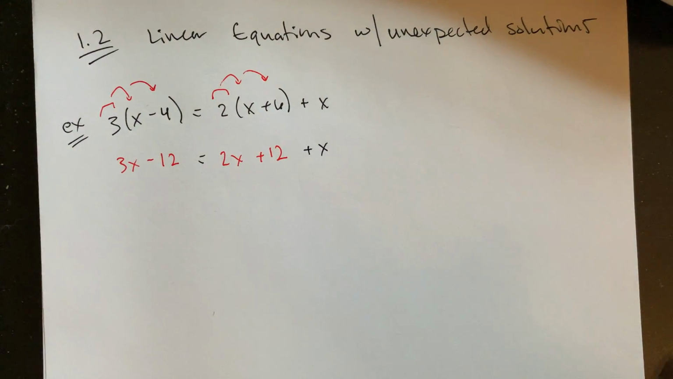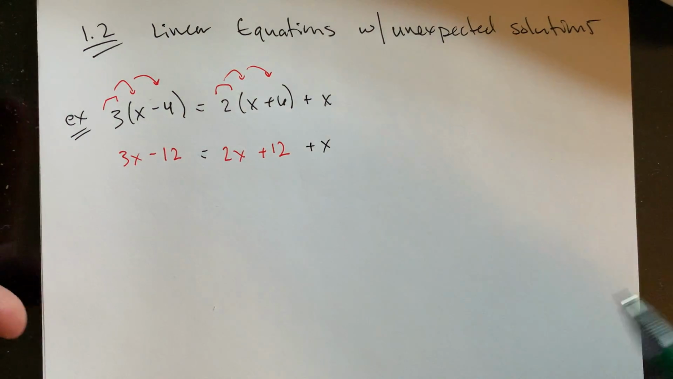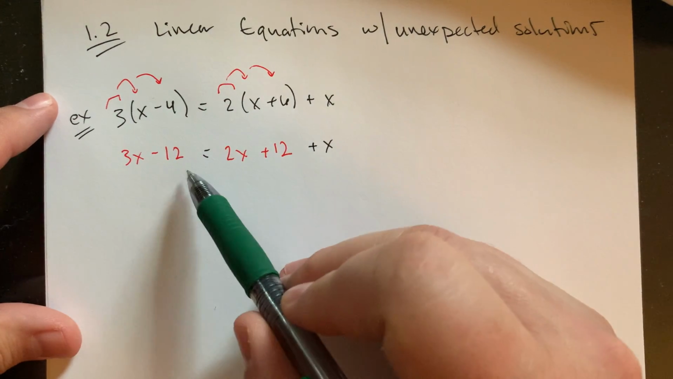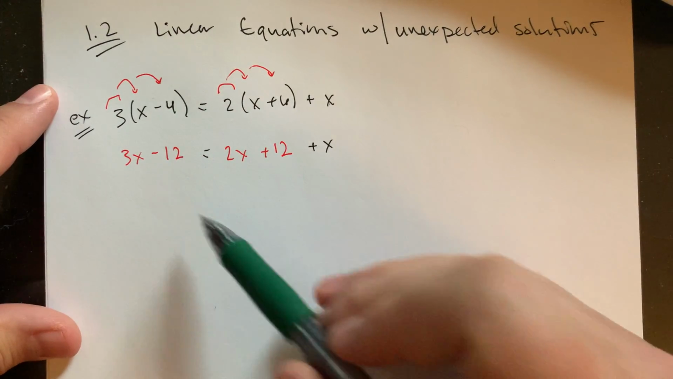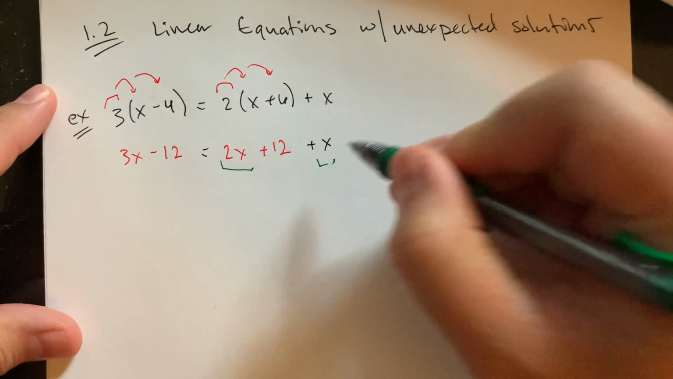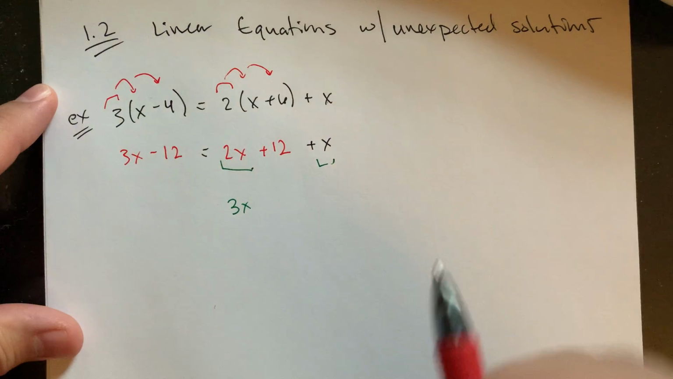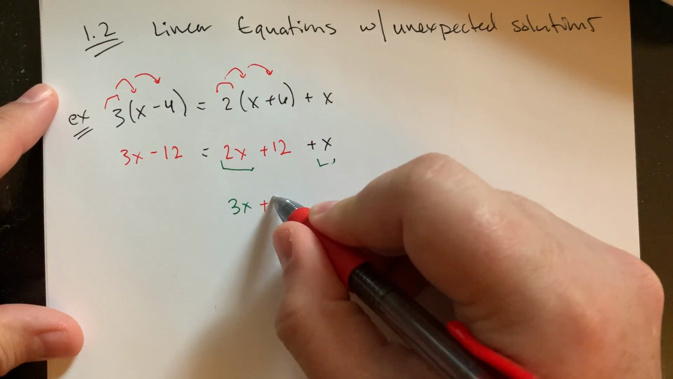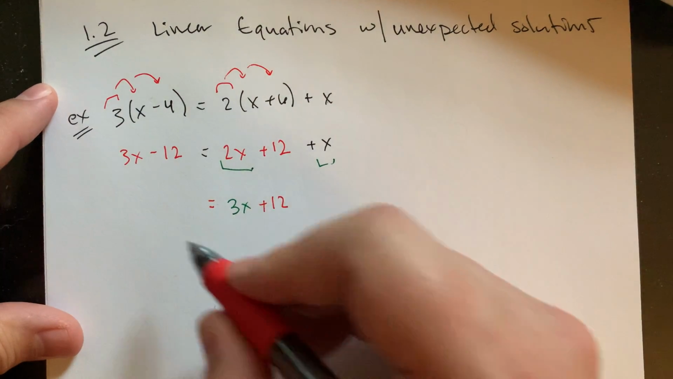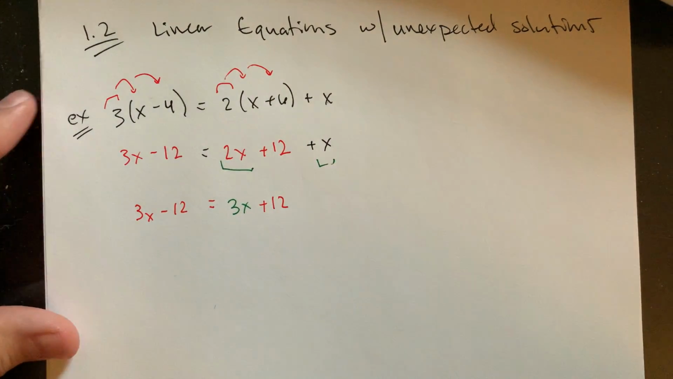So not particularly long, not really huge values here. So we've distributed, let's look for any like terms on each side. On the left, this is just a 3x and a minus 12, so they won't combine. On the right, we do have 2x and then this plus, what would be 1x. So that would be a 3x also. So my right-hand side here looks like 3x plus 12, and my left-hand side looks like 3x minus 12.